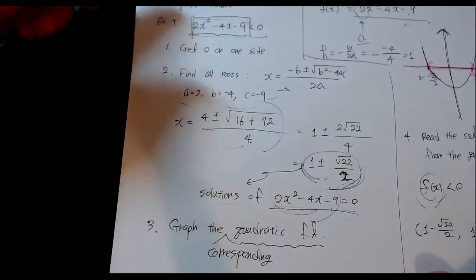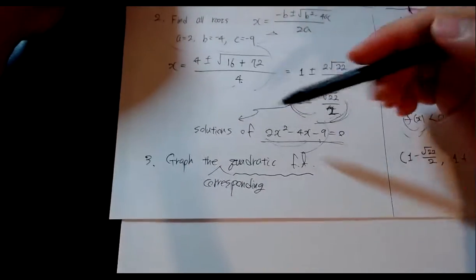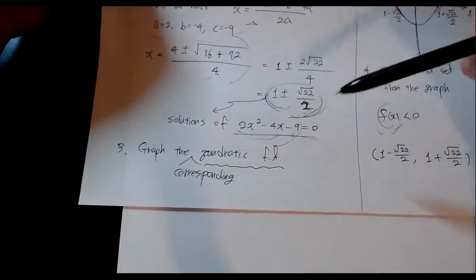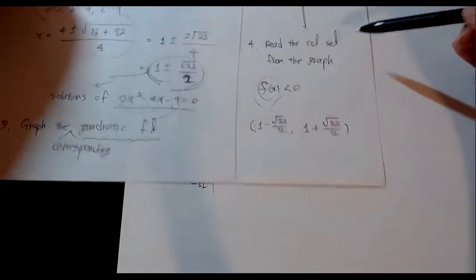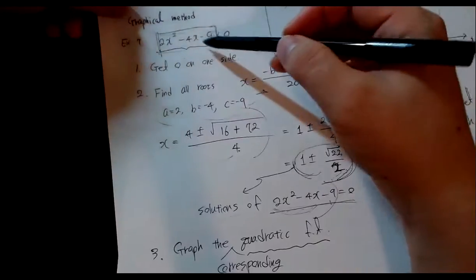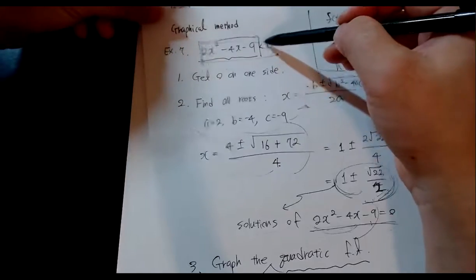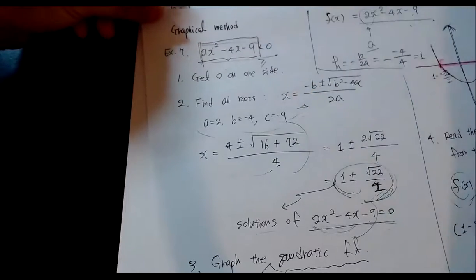Step 2, find all roots, and then step 3, grab the corresponding quadratic function. Step 4, read the solution set from the graph. Okay, so what if the problem is not a quadratic inequality with less than, but greater than or equals?